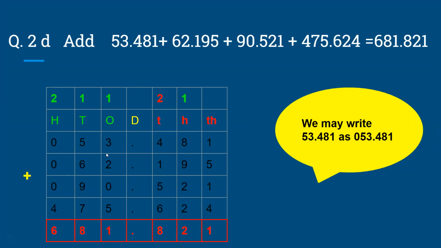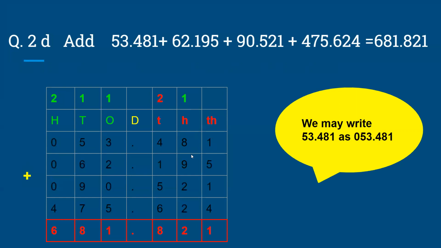So that the digits become equal. All the numbers will have ones also, tens also, and 100 also. If any digit is missing, we will put 0. Now, let us add 1 plus 5 plus 1 plus 4 equal 11. We will write 1 and 1 is carried of 11 towards 100.